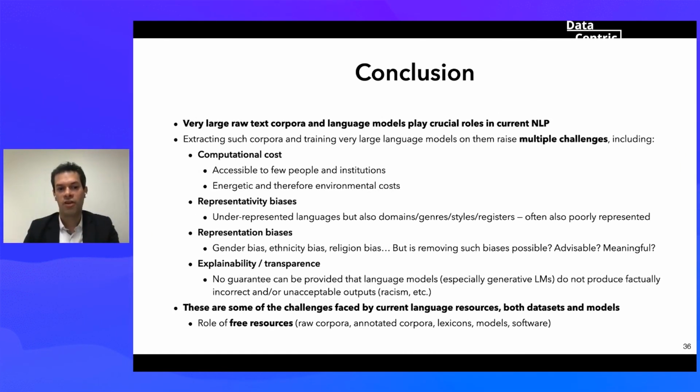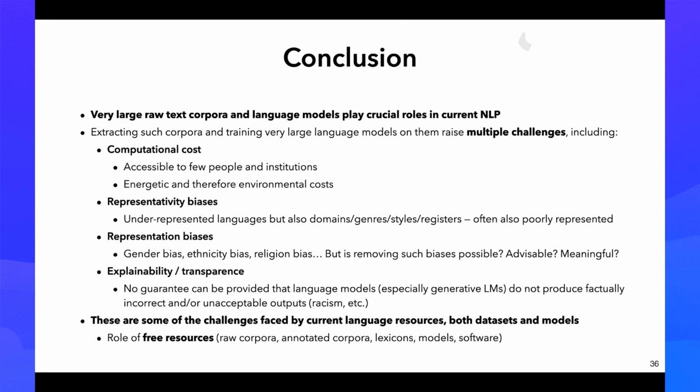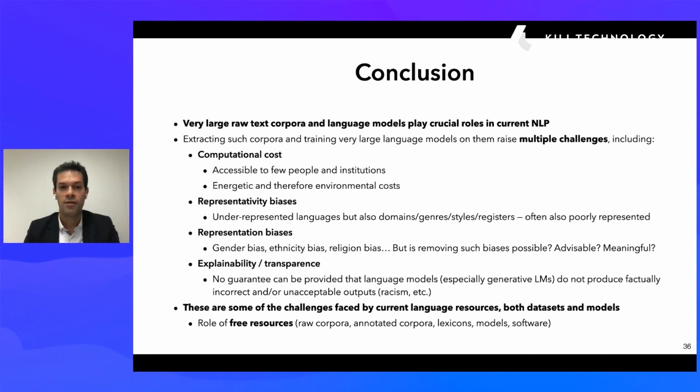Then there are representation biases: gender bias, ethnicity bias, religion bias, and a number of other ones. But the question of whether we should remove these biases is a difficult question to answer. It's not necessarily the case that we want to do it. And if we do, it's hard to do and hard to understand how we want to do it. And finally, there are the issues related to explainability and transparency, because indeed, no guarantee can be provided that such language models, especially generative language models, do not produce factually incorrect and/or unacceptable outputs. So these are some of the challenges faced by current language resources, both large-scale datasets and language models.